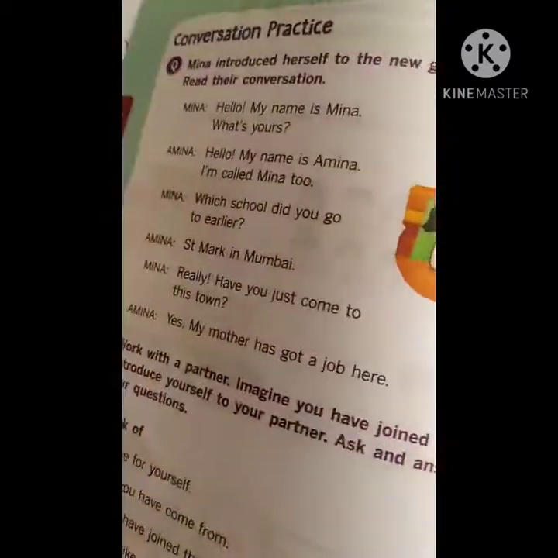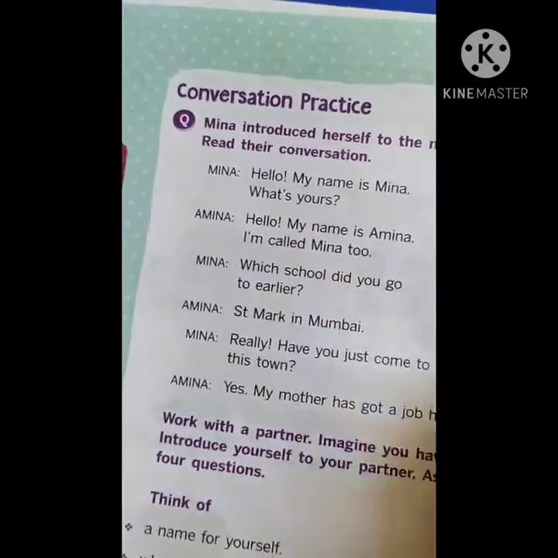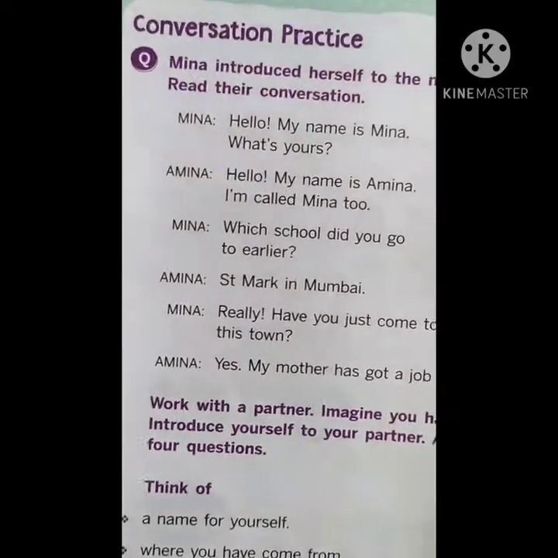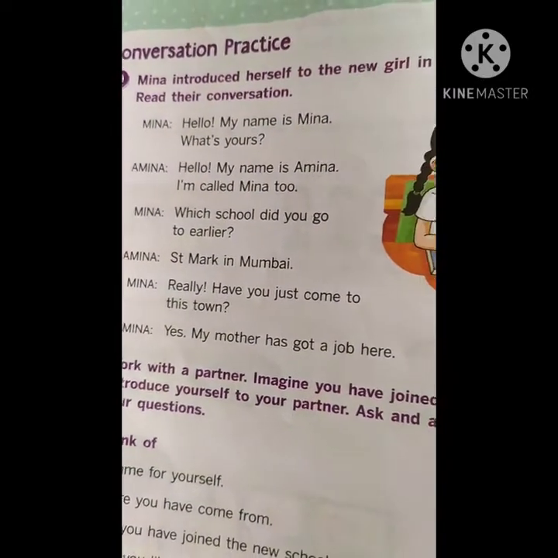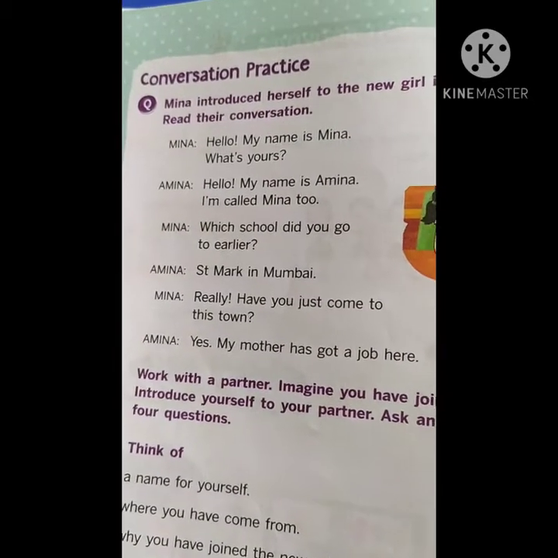Okay children, this one, conversation practice. This is also homework for you. Meena introduced herself to the new girl in the class. Read their conversation, we just have to read it.